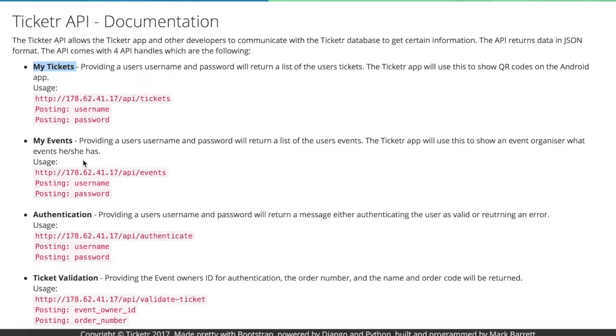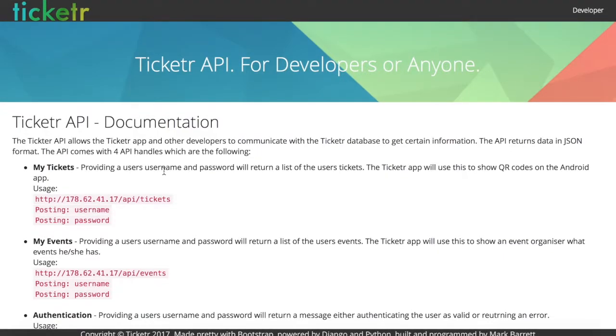The other endpoints are pretty easy to use. You just post the username and the password to them using an HTTP post method, and then it will return a JSON response depending on what you give it. So that's what I used for the app, which I'll show you in a few moments.